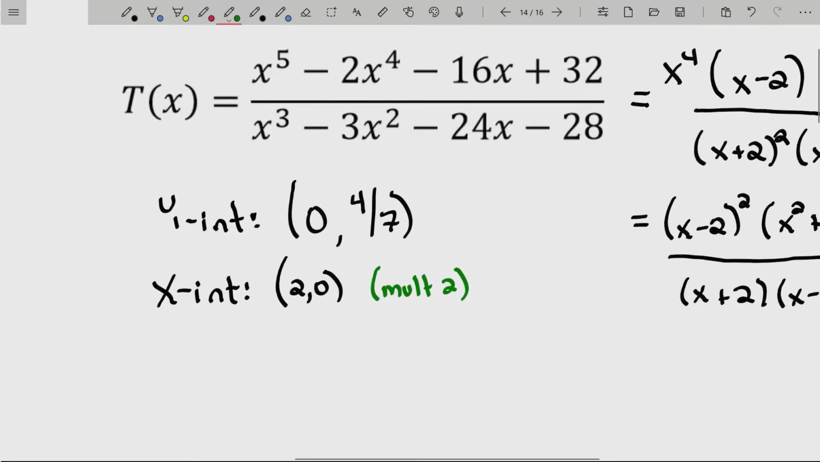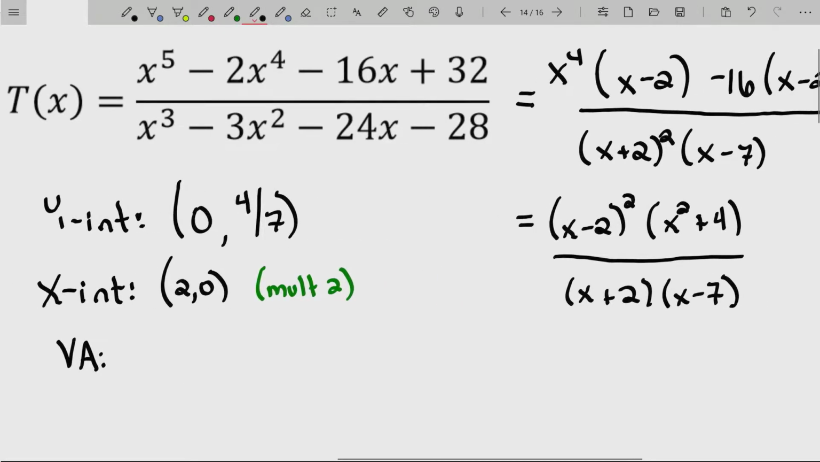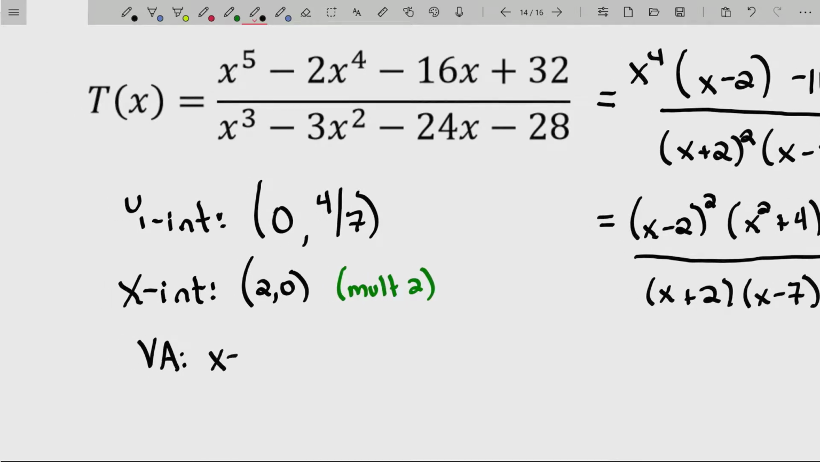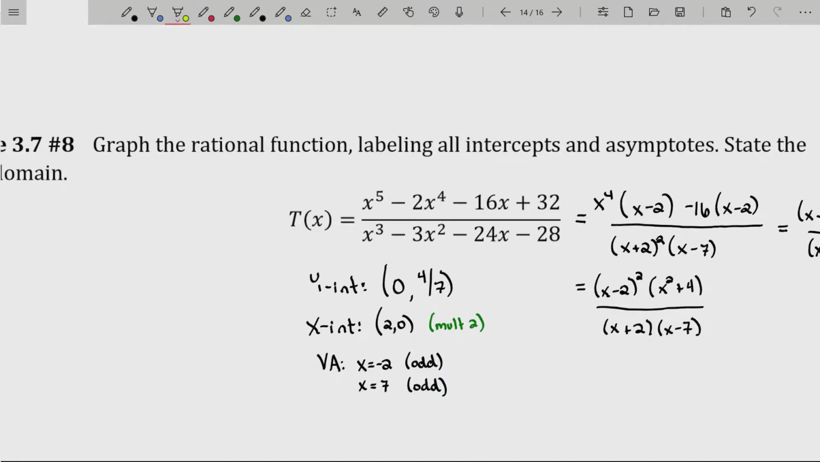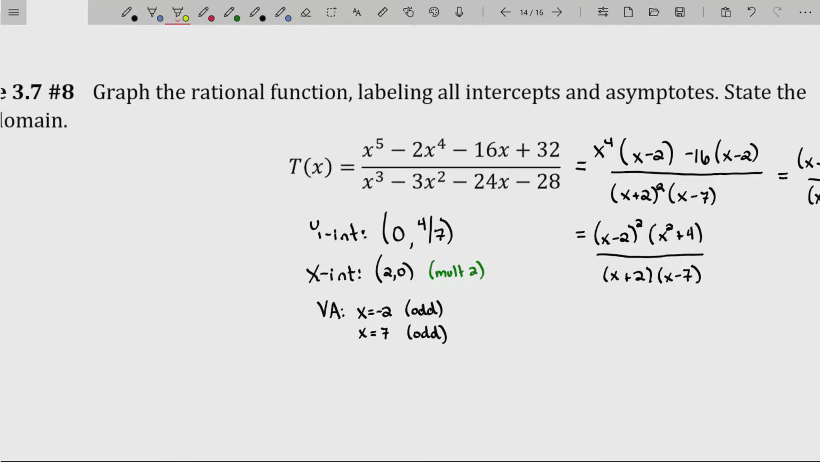And now we go for vertical asymptotes. Let me do that. Vertical asymptotes. We have -2 and 7 again. So x equals -2, multiplicity odd, and 7. Again, odd multiplicity. And finally, we go for the oblique asymptote. Again, because the degree of the numerator is higher than the degree of the denominator, there has to be an oblique asymptote here. All right, oops, not in highlighter, but in black ink, oblique asymptote. Notice how quickly you can go through this.